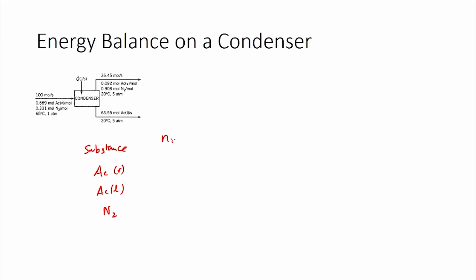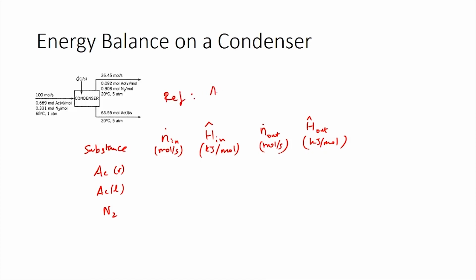So, now you have molar flow rates N dot in, which is in terms of moles per second, and you also have to calculate the specific enthalpy changes in terms of kilojoules per mole, and you have outlet streams which is N dot out in moles per second and H cap out in kilojoules per mole. So, we should not forget that the reference conditions which are used are acetone liquid 20 degrees Celsius 5 atmospheres and nitrogen gas 25 degrees Celsius 1 atmosphere.